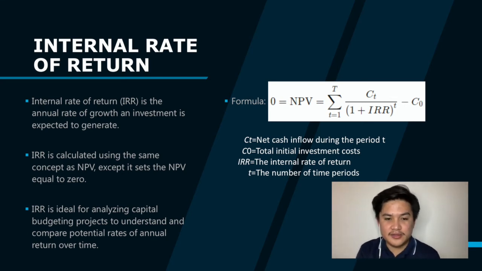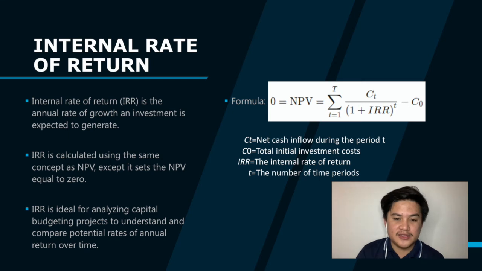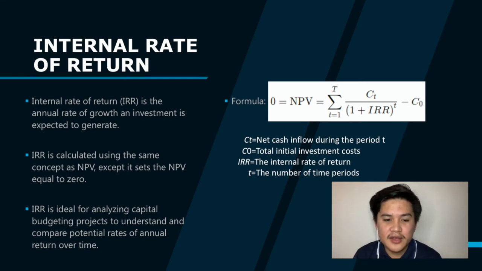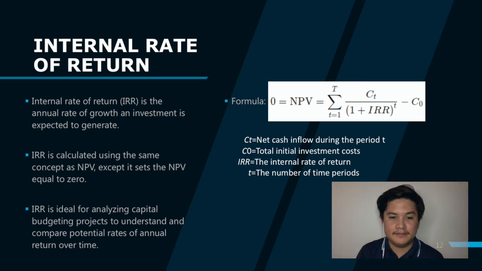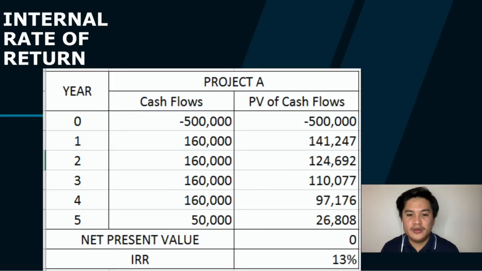So in here we could say that the internal rate of return, or the IRR, is the annual rate of growth an investment is expected to generate, and the IRR is calculated using the same concept as NPV, except that the net present value is equal to zero. So IRR is used for analyzing capital budgeting projects to understand and compare potential rates of annual return over time. So here is an example of how we will use the internal rate of return method for capital budgeting.